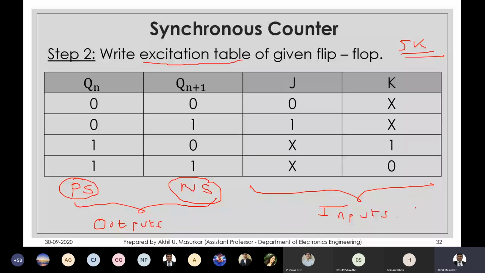So I want each one of you to copy this one example. This is an example for the design. Step number 1 was simple. Step number 2 is remembering the excitation table, but don't worry, over a period of time it will sink inside you. Okay, Anusha, what about others?